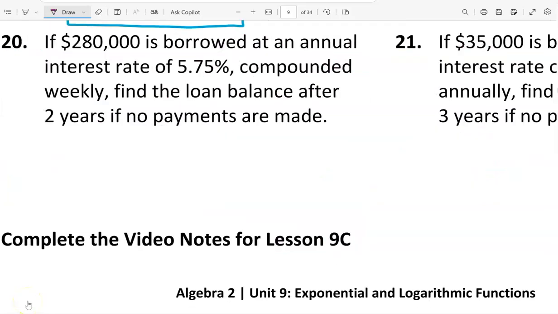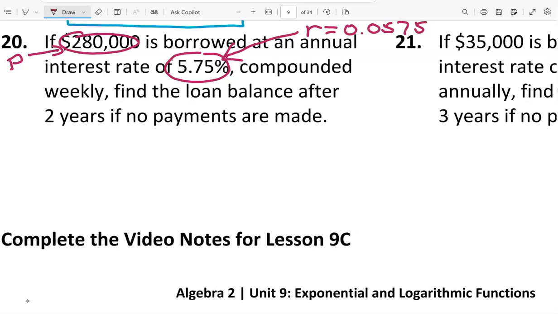In number 20, we're calculating the interest that is accruing on a loan rather than an investment, and it works the same way, so we can use the same formula. So the initial amount, $2,800, is the value of P. The annual interest rate is 5.75%, so that means that R is 0.0575, and that's compounded weekly. There are 52 weeks in 1 year, so N is equal to 52, and 2 is the value of the number of years, so T is equal to 2.